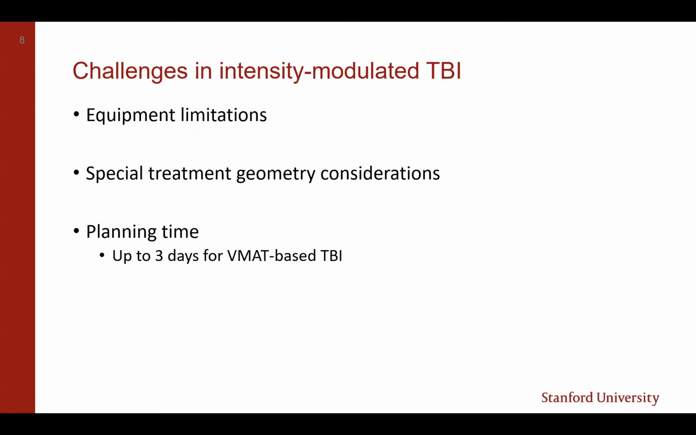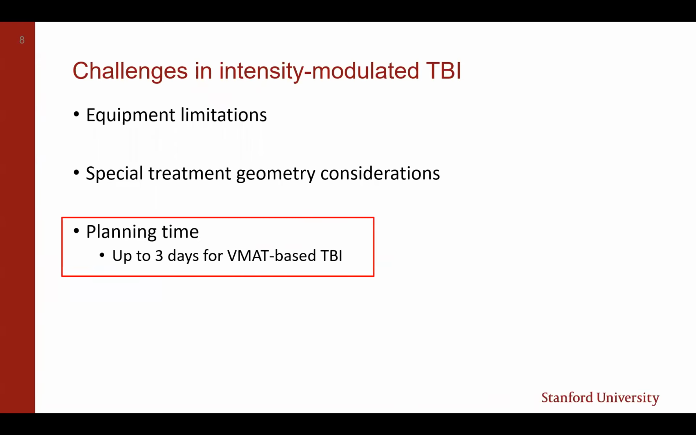One of the main challenges in this type of technique, or VMAT TBI specifically, is it requires a special treatment geometry. It requires a lot of consideration of how you actually set up the patient and place the isocenters and beams, as suboptimal placement will result in very bad plan quality. Because of all these considerations, it can require a lot of trial and error and a lot of optimizing how you set up your plan. And because of this, the planning time can be substantial.